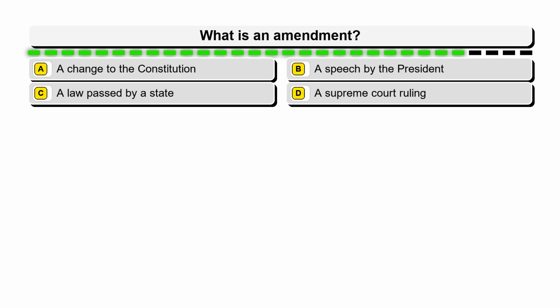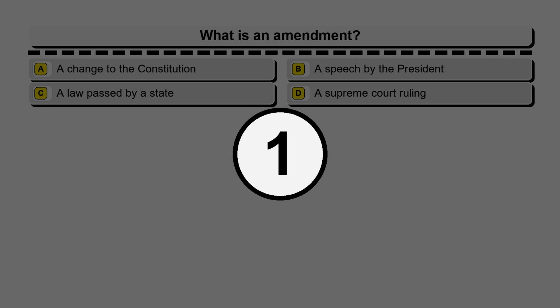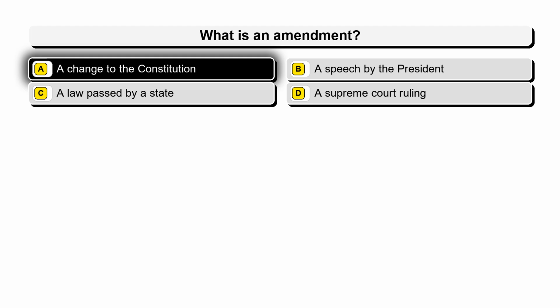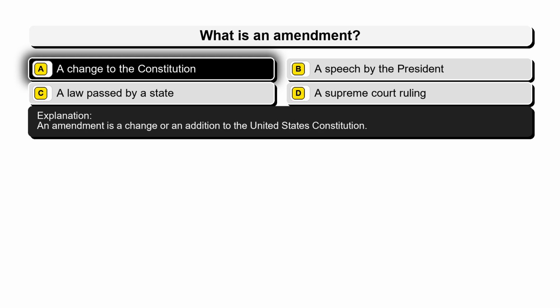Question 83. What is an amendment? Option A, a change to the Constitution. Option B, a speech by the President. Option C, a law passed by a state. Option D, a Supreme Court ruling. The correct answer is option A, a change to the Constitution. An amendment is a change or an addition to the United States Constitution.